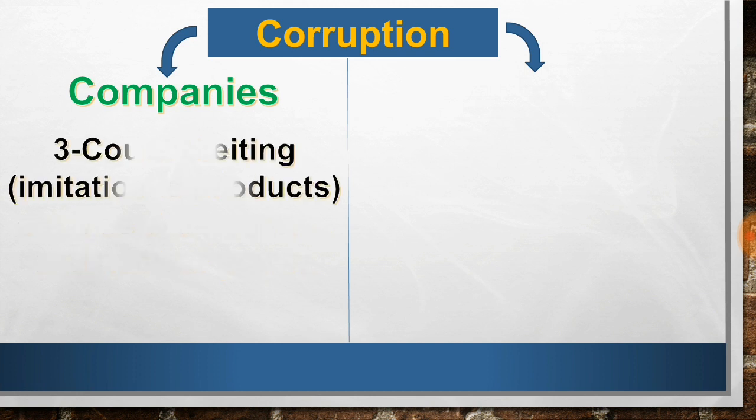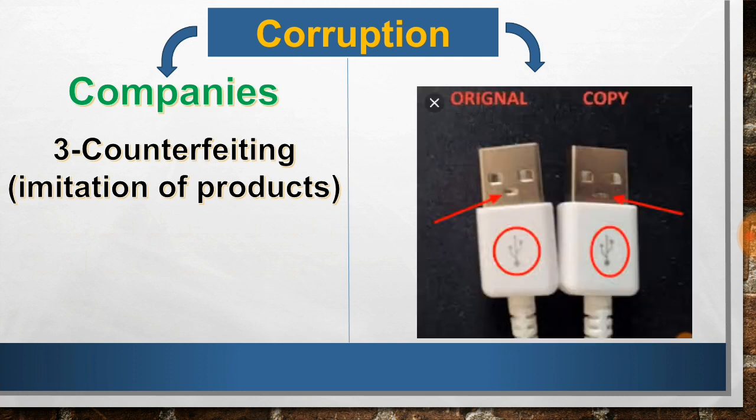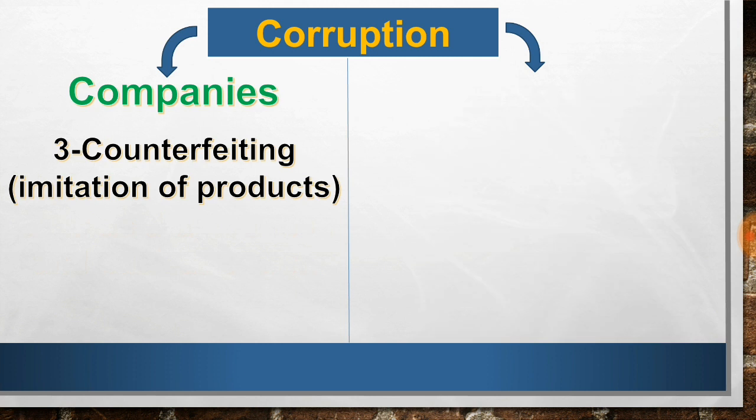We move on to the third example. A company is considered corrupt when it counterfeits, when it imitates products and sells them to people. You know, counterfeiting is considered stealing others' property, stealing others' products and selling them again. So counterfeiting, imitating, copying, or forging, they mean the same thing.